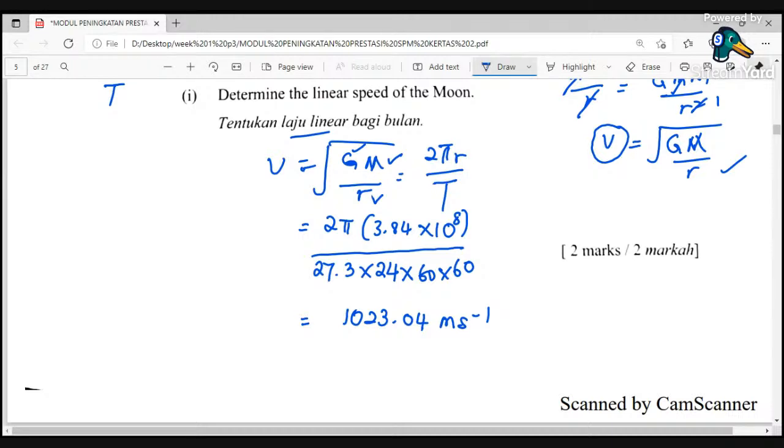So linear speed ada dua formula. Okay, you all boleh gunakan formula square root GM divided by r ataupun formula 2 pi r divided by T. So depends on the information given, apa information yang diberikan. So you all boleh gunakan.